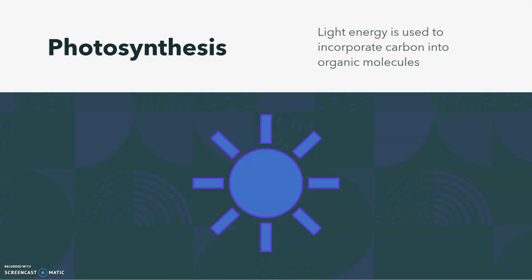The first process of the carbon cycle we are going to look at is photosynthesis. Photosynthesis uses light energy, carbon dioxide, and water to incorporate carbon into organic molecules.